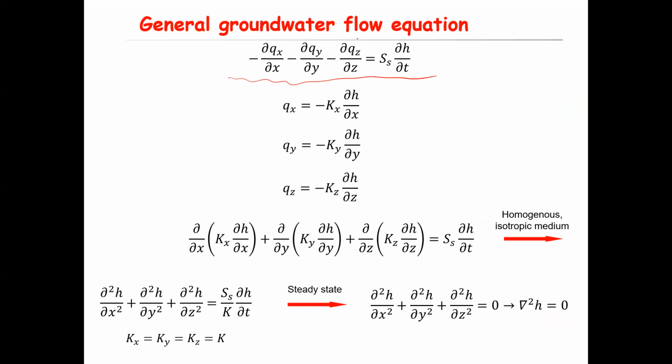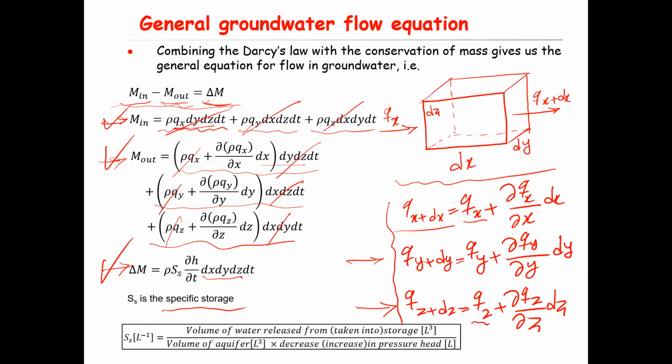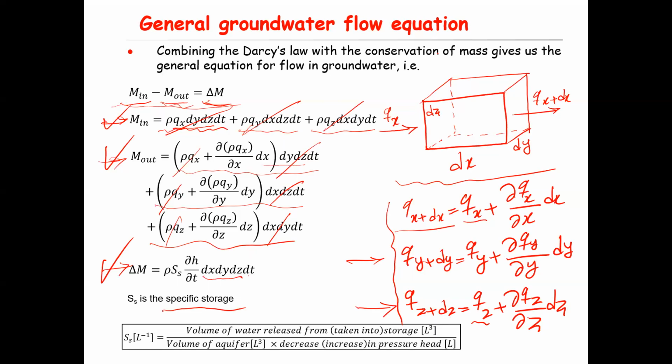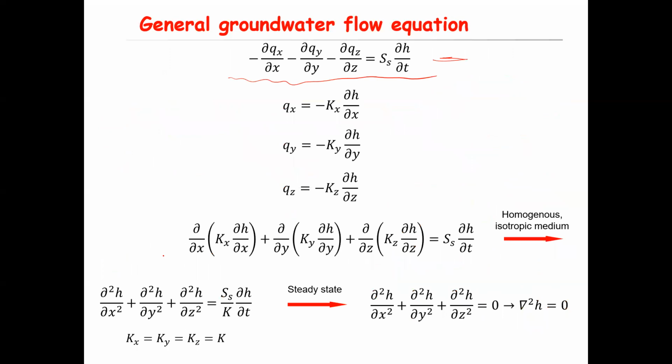Here, for Qx, Qy, Qz, we have Darcy's law. So instead of Qx, let's write, by the way, you notice here that the density was inside this derivative, but now I take it out. In other words, we're assuming density is constant, okay? And that's why you don't see the density in this equation. There's no density because we assume density is constant. If you assume density is constant, each of these terms basically has density. You see here, M in had the density, M out has density, delta M has density. The density basically cancels out from each side of the equation.